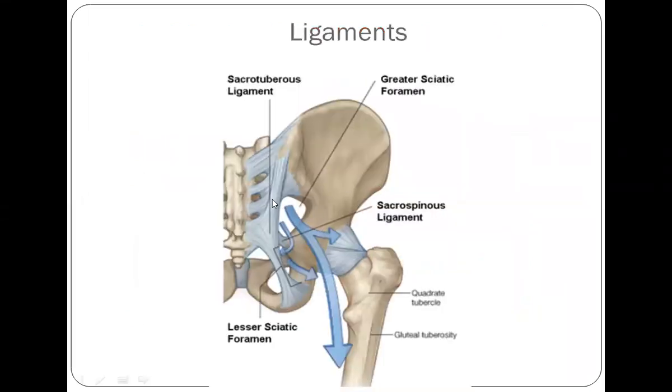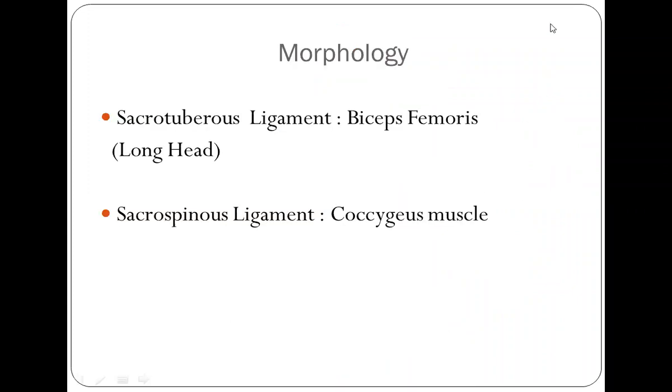I had already mentioned there is the sacrotuberous ligament between the sacrum and the ischial tuberosity, and sacrospinous ligament between sacrum and the ischial spine. Now, for those of you who are aiming for a distinction or those who are interested to learn a little extra, sometimes this will be asked to you, what is the morphology of the sacrotuberous and sacrospinous ligament?